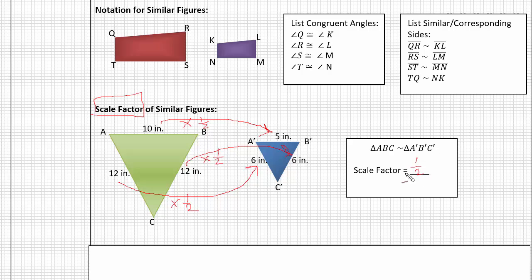And we should remember that because we know that the word factor is part of a multiplication problem. So 10 times 1/2 is 5, 12 times 1/2 is 6. So the scale factor that relates the corresponding side lengths between these two similar figures is 1/2. Let's go ahead and try the next one.